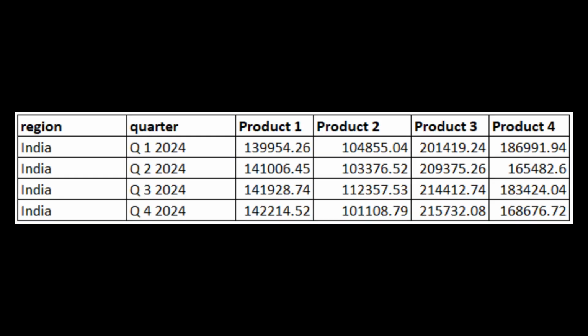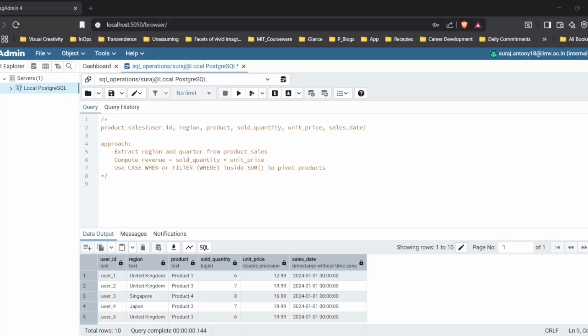See here, guys, this is the output that we want, a pivot table. It has rows, region, as well as quarter. It has columns as different products, product 1, product 2, etc. And values as a sum of sales per product. So this is the canvas.